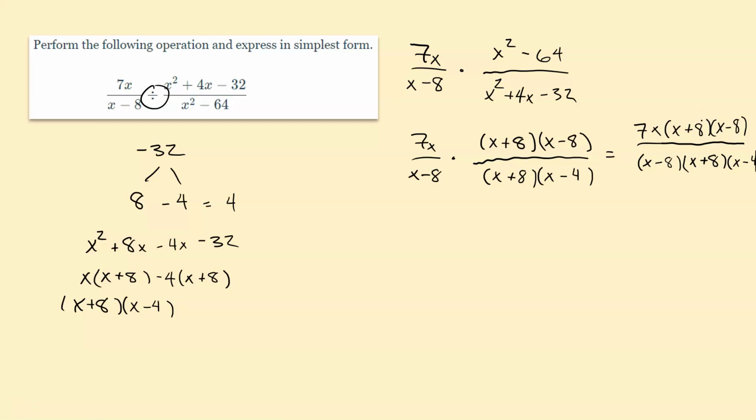So now we want to see what cancels. X plus 8, x minus 8. So we're left with this 7x and this x minus 4 in the denominator. And if there's nothing being multiplied here, you can go ahead and drop the parentheses and just leave it as x minus 4. And that would be your final answer for that one.